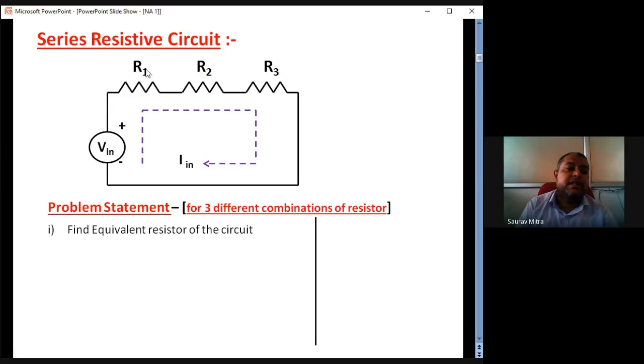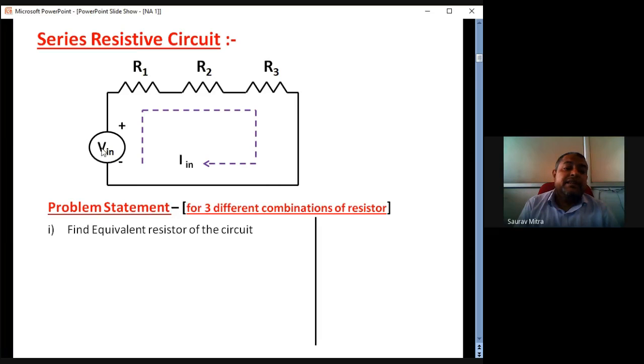Okay, so three resistances are given, R1, R2 and R3. You know whenever all the resistances are in series, how to find the equivalent resistance? Equivalent resistance is nothing but addition of all these three. So R equivalent will be R1 plus R2 plus R3 ohm. So don't forget to mention the unit anywhere.